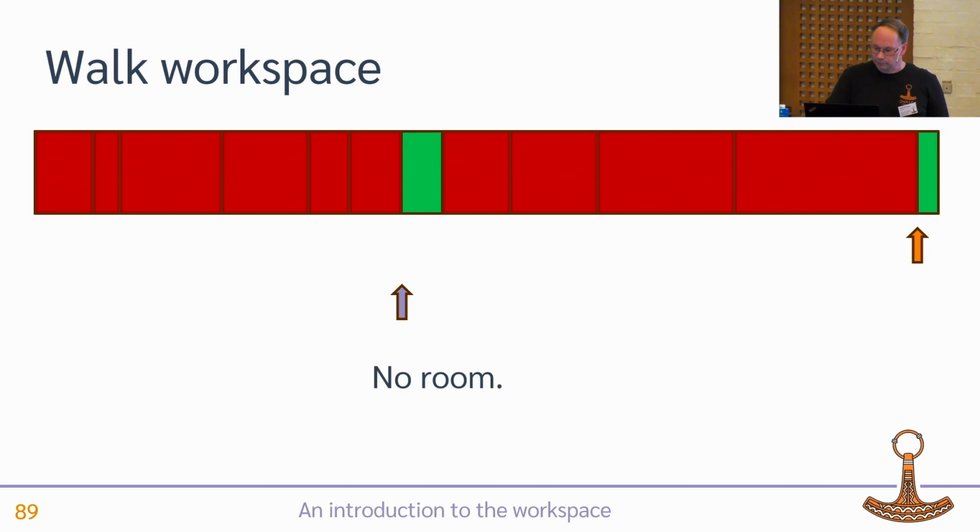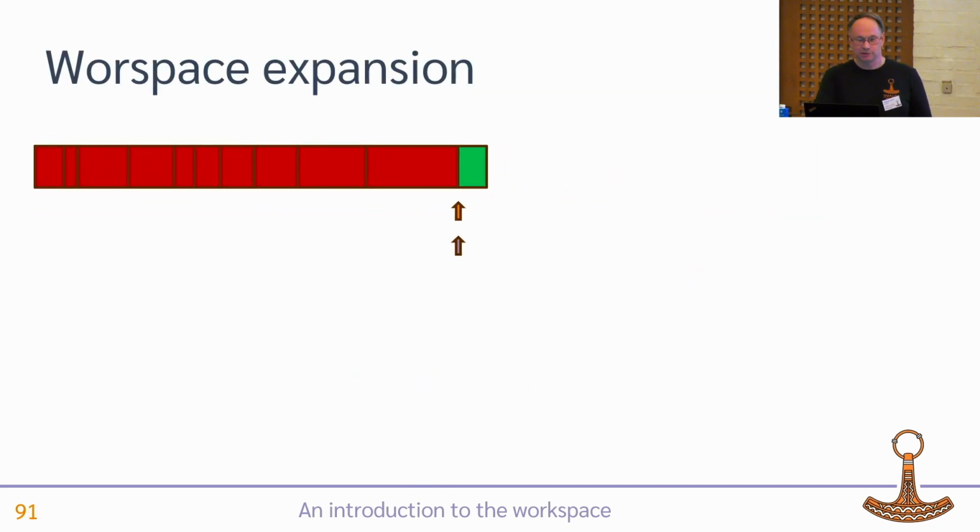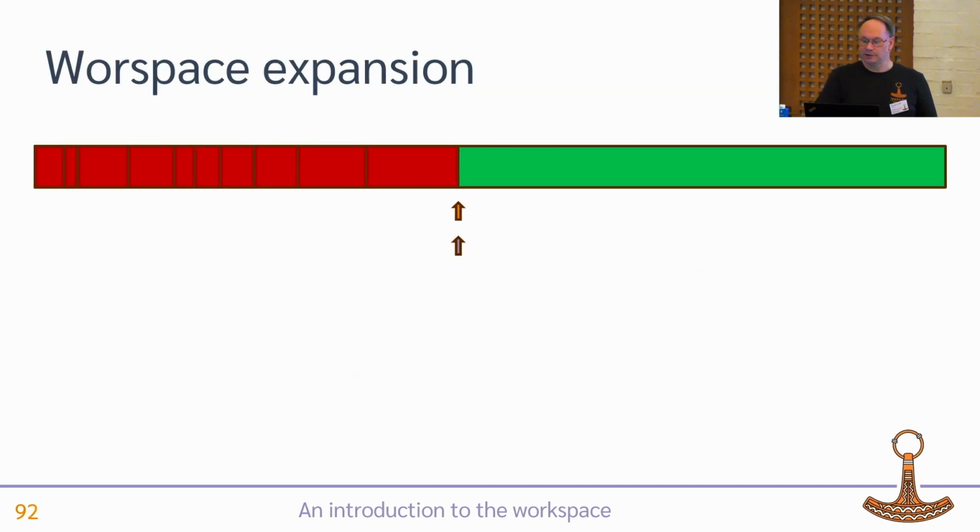Well, we do what we just did before. We compact and we compress. But there's still no room. So now, you remember, we only took a 32nd of the space we had. This is the point where we ask for more memory. And now we can put our pocket in there.